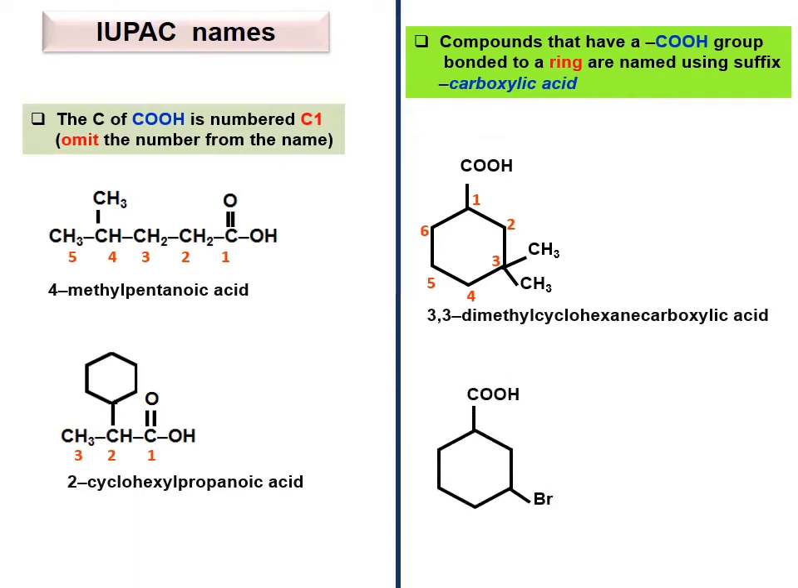Okay, I give you another example here. We have also cyclohexane, but now we have bromine as a substituent. Still carbon number 1 should start at COOH like this. So the parent name is still cyclohexane carboxylic acid. So 3-bromo cyclohexane carboxylic acid.